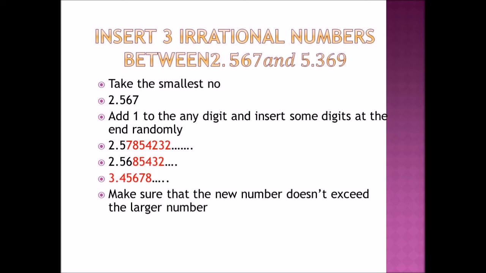It is not a solid rule that we need to add only to the decimal part. We can add to the whole part also. In the third one, we can see I added 1 to 2, so I got 3 point some number. Make sure that when you are adding to the whole part or anywhere, it doesn't exceed the higher number or the greater number. That's the thing we have to take care of when we are adding.